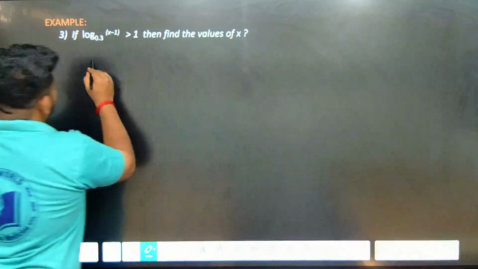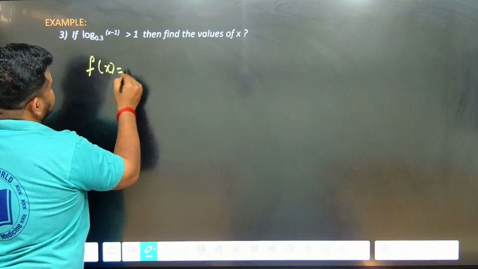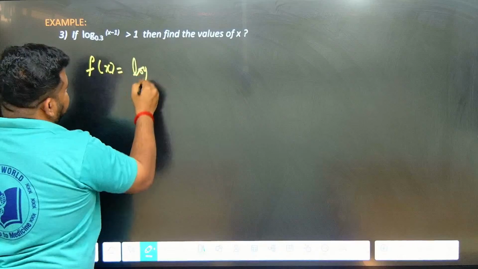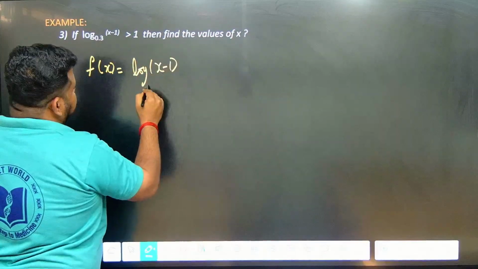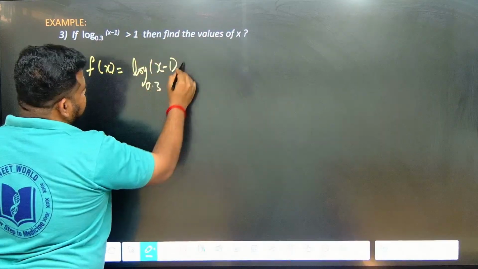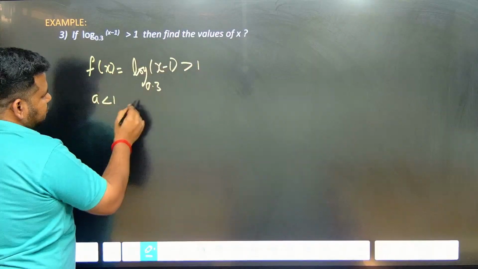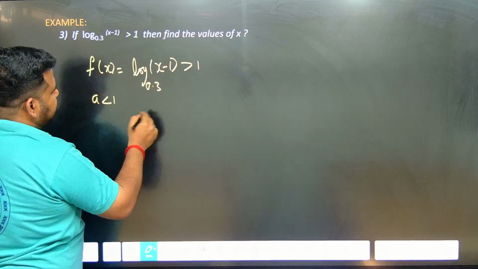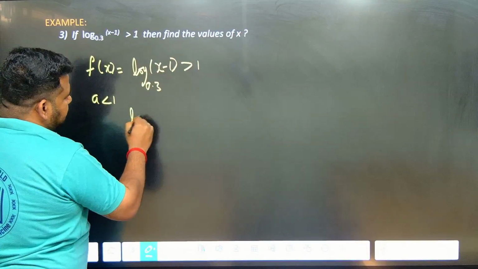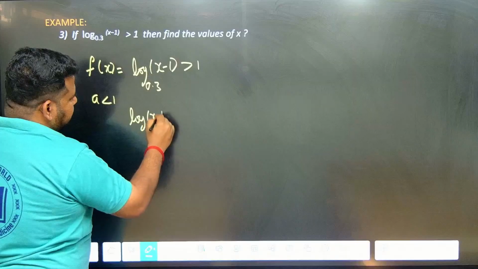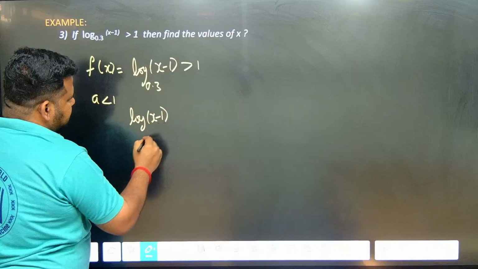So see here, f of x is given as log of x minus 1, to the base 0.3, is greater than 1. Here the a value is less than 1, so the inequality will flip. So we will write it as log of x minus 1 to the base 0.3.